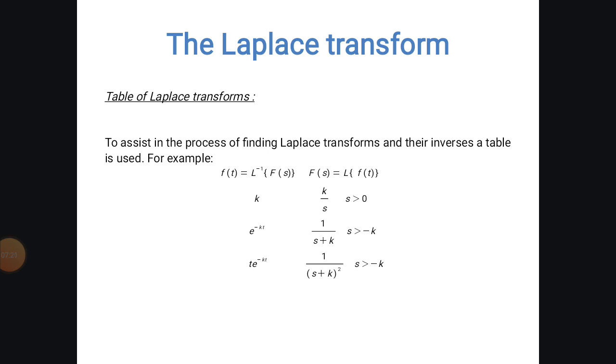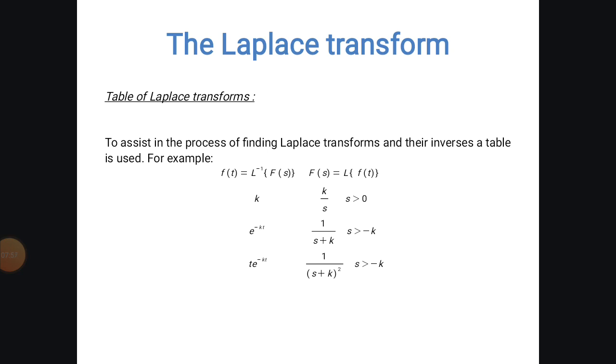Okay, next, the second one is e raised to minus kt. If your function is e raised to minus kt, then its Laplace transform is 1 upon s plus k. And what should be the condition on s? It should be greater than minus k, so that the denominator will not become 0. Next, if it is e raised to kt, what will be the Laplace transform? The Laplace transform will be 1 upon s minus k, and s should be greater than k then.